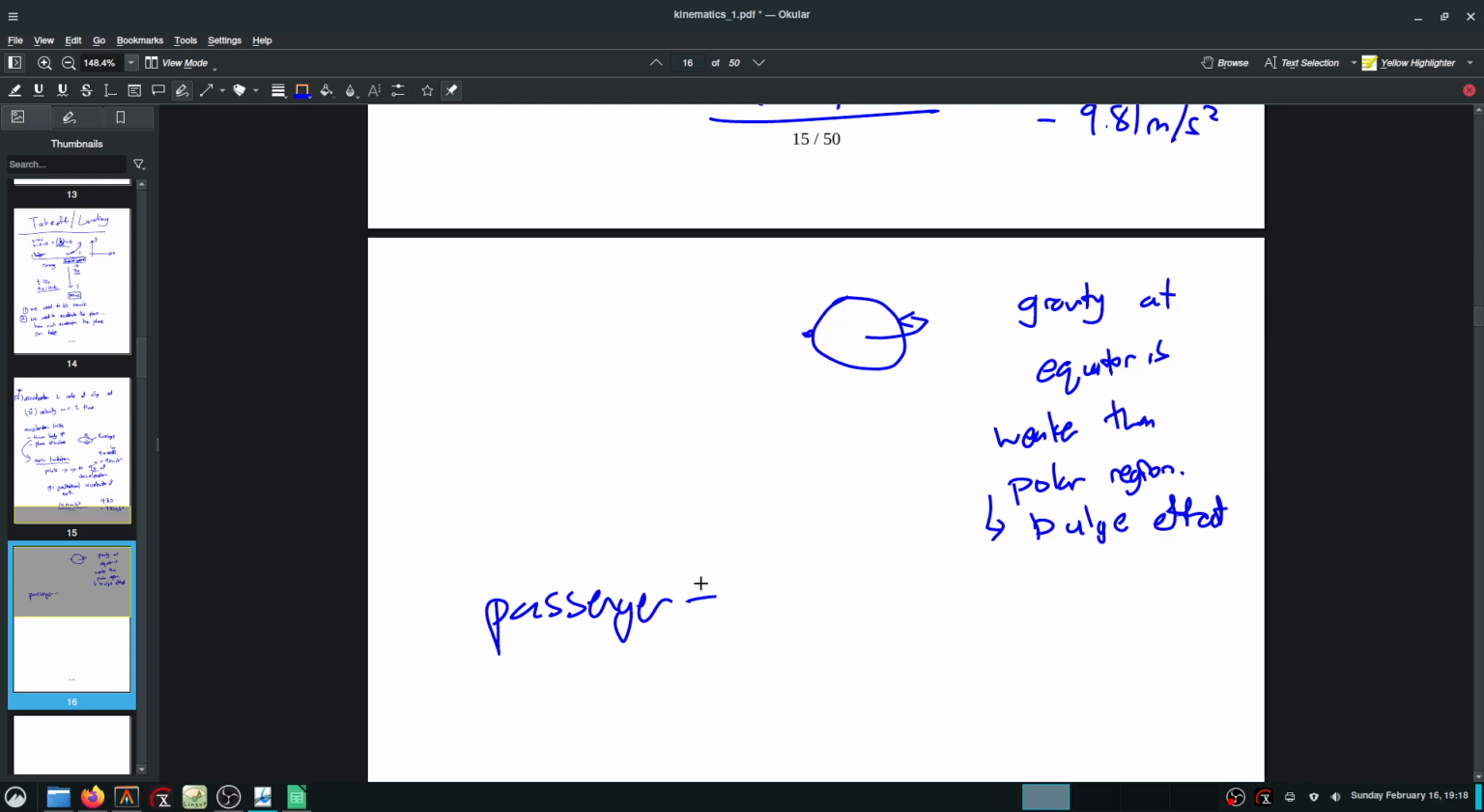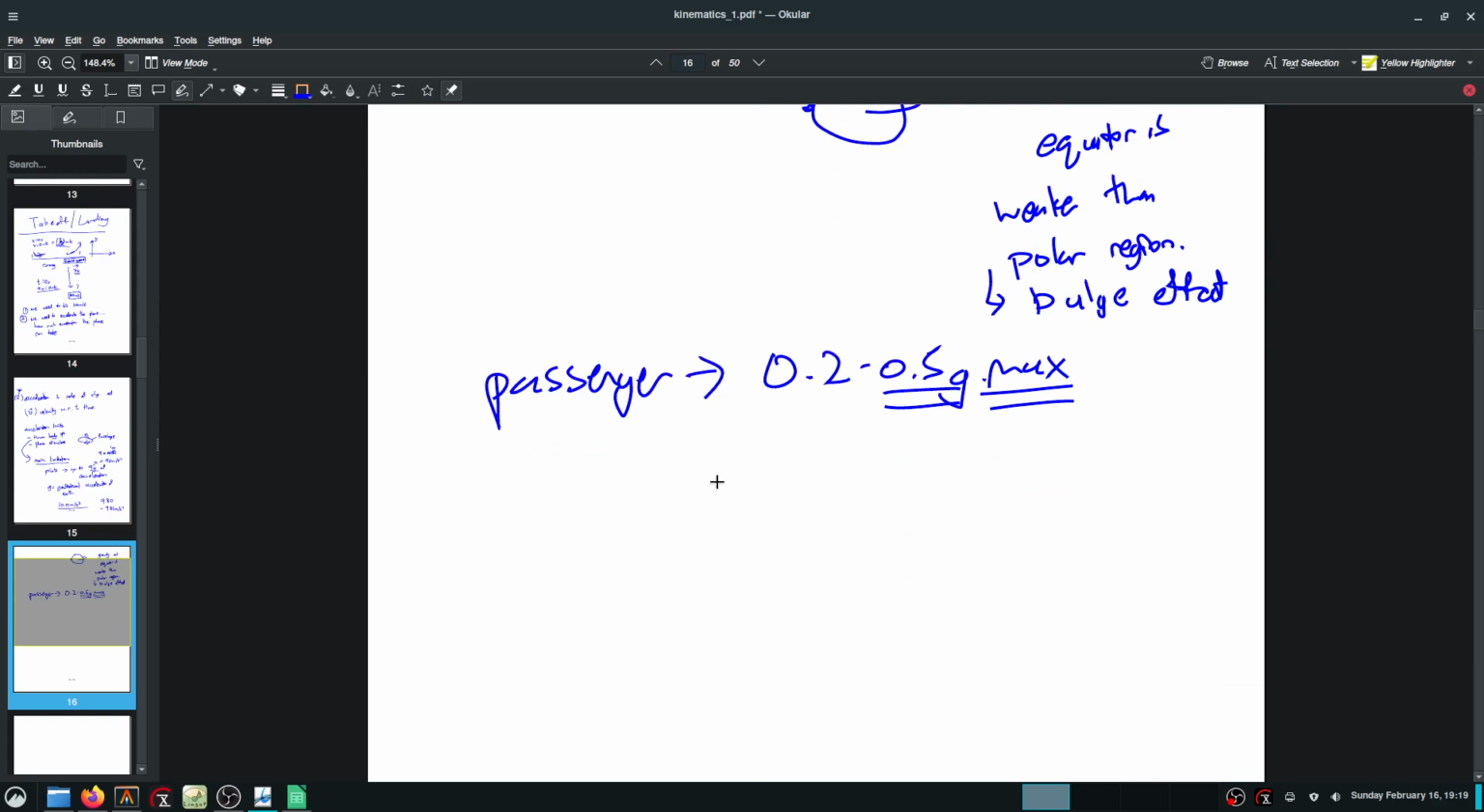For a passenger, I don't think you even want to go beyond 2 or 3 G. Maybe you want to go 0.2 to 0.5 G max. Even 0.5 is pretty high, because that's like you sitting down like that. It's very uncomfortable. So imagine if 0.5 G was pulling you in front.